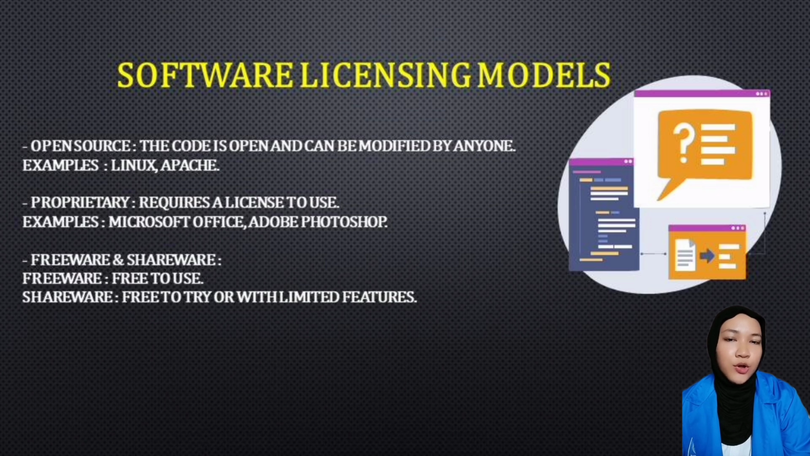Okay, next, software license models. Open source. The code is open and can be modified by anyone. Second, proprietary, requires a license to use it. And then freeware and shareware. Freeware, free to use. Shareware, free to try or with limited features.